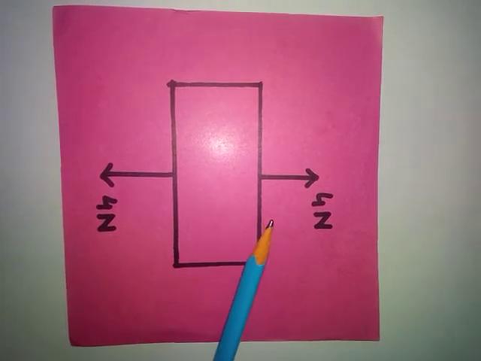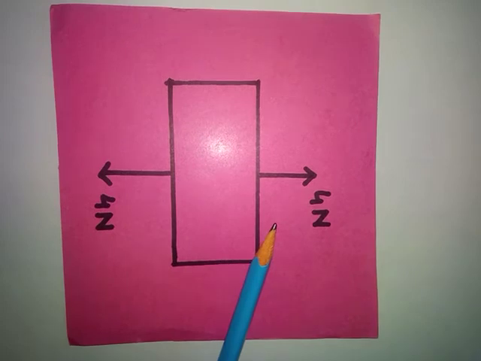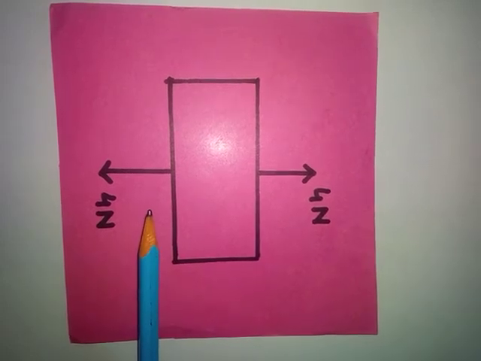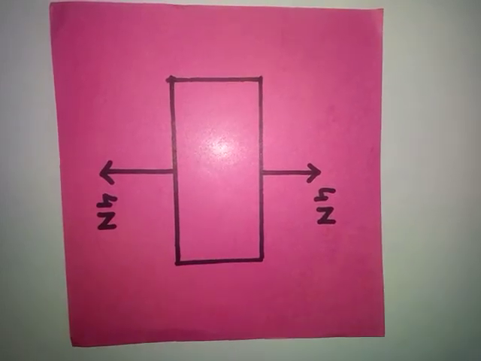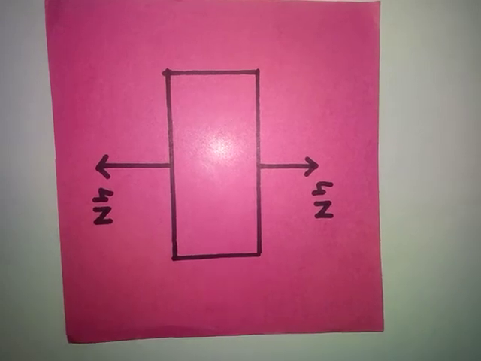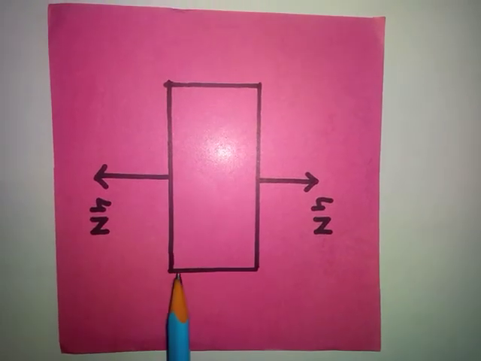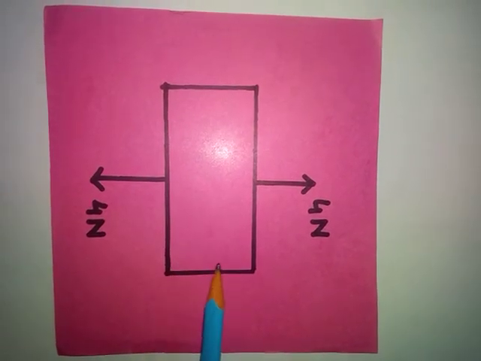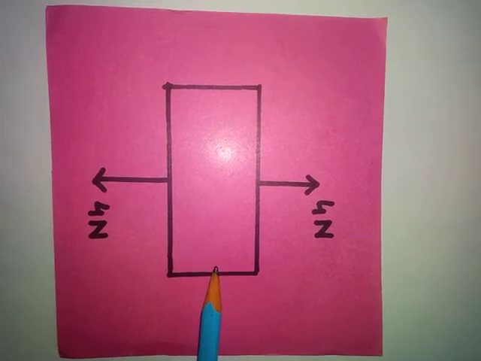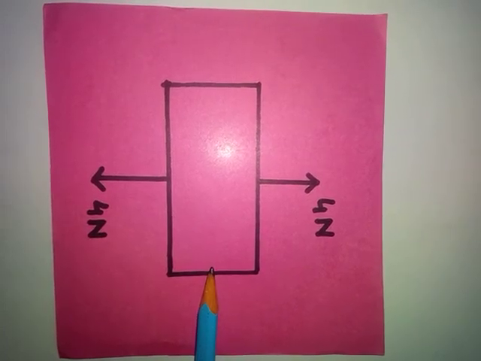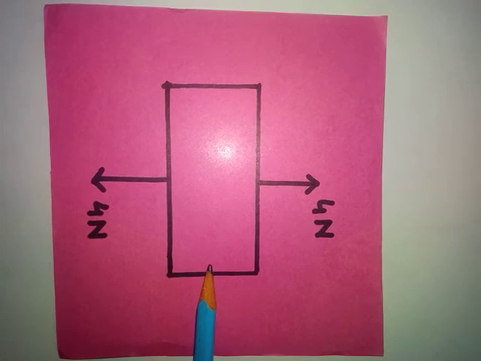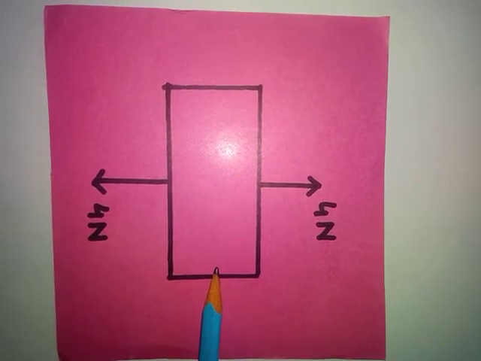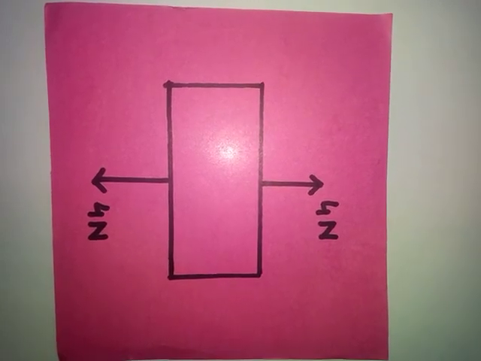Why? Because it is under the effect of 4 Newton force in upward and 4 Newton force in downward direction. So the net resultant of these forces is 0. Therefore, it is under the effect of balanced forces and it will not move. It will remain at its place. There will be no change in state of motion in this case.